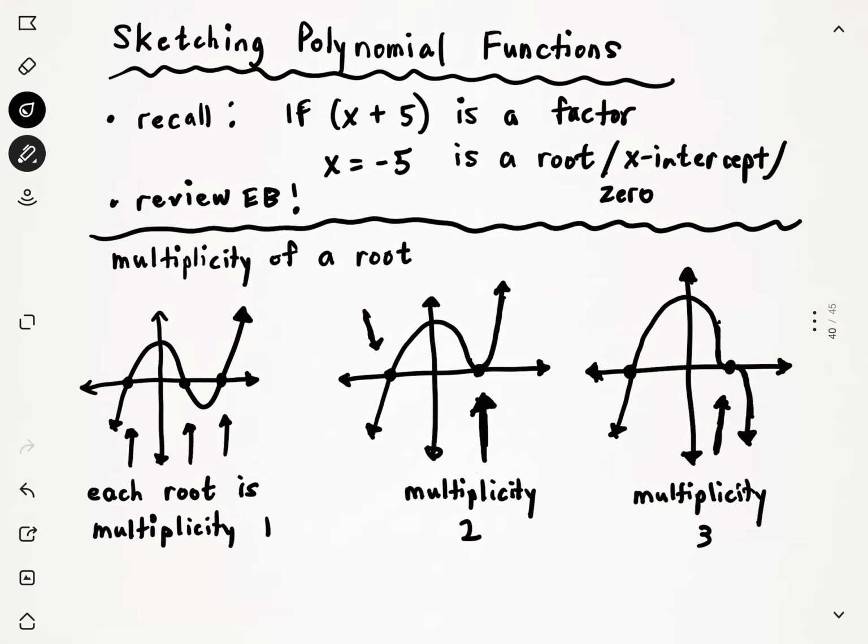And then the third graph over here, we have 2 x-intercepts. Again, the one on the left that I'm pointing to right now is a regular x-intercept with multiplicity of 1.